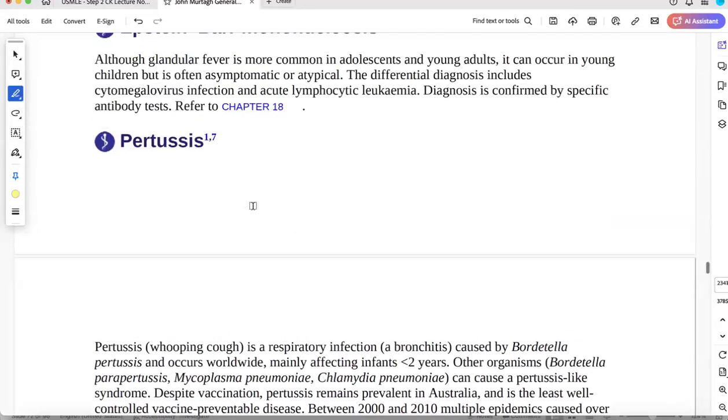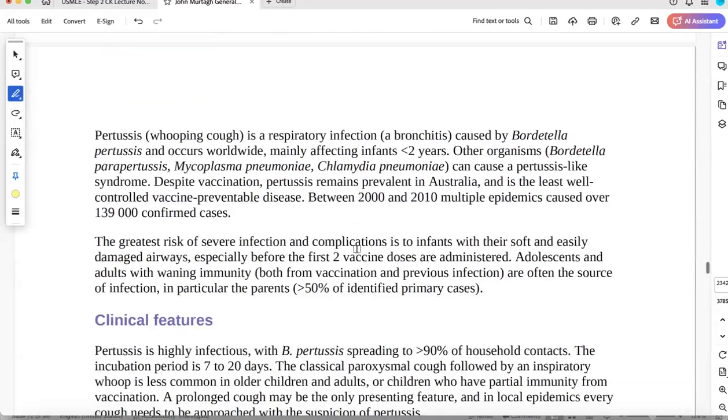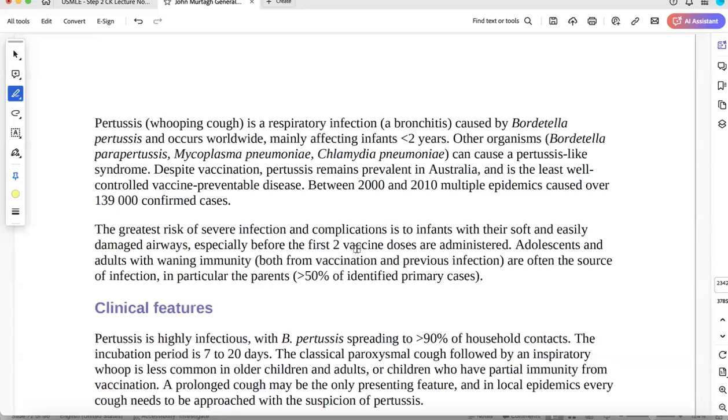Pertussis. Super, super important is pertussis or whooping cough. So whooping cough is a respiratory infection, and it's kind of a bronchitis caused by a bacteria, which is Bordetella pertussis.